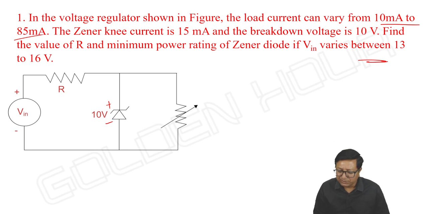So what do we do? They are asking us to find the power rating of the Zener, which means IZM should be calculated. IZM is not known. What current data can we use? When input is minimum, RL is minimum, at that time IZ is minimum. IZ minimum is known to us, so let us use that value. IZ minimum is 15 milliamperes.